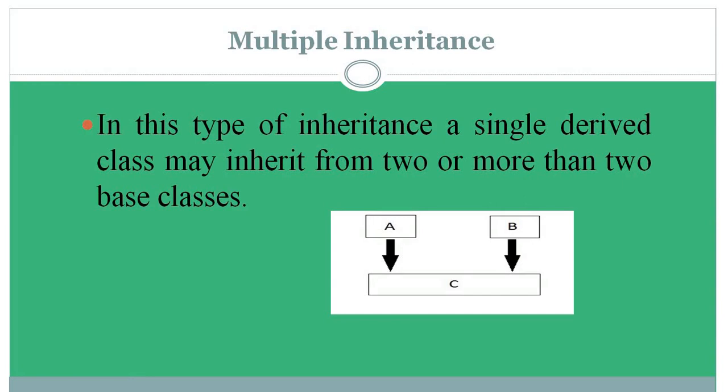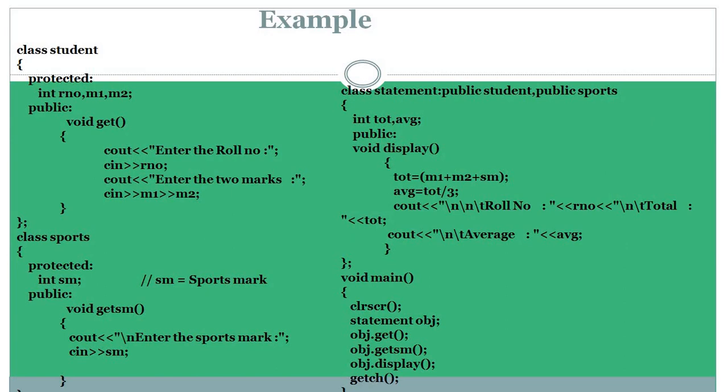Next one, multiple inheritance. In multiple inheritance, a derived class inherits from multiple base classes. It has the properties of both base classes, class A, class B, and class C, base class and derived class. In this type of inheritance, a single derived class may inherit from 2 or more base classes. For reference, we are using this program.